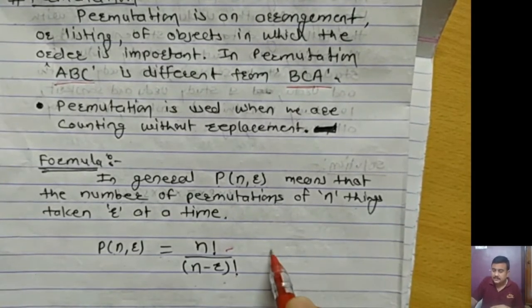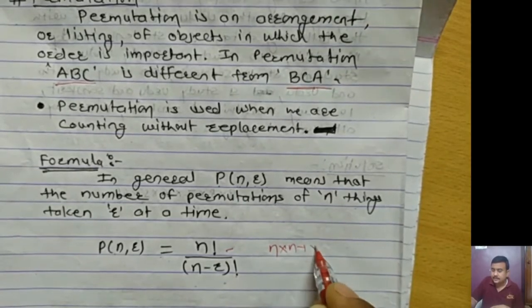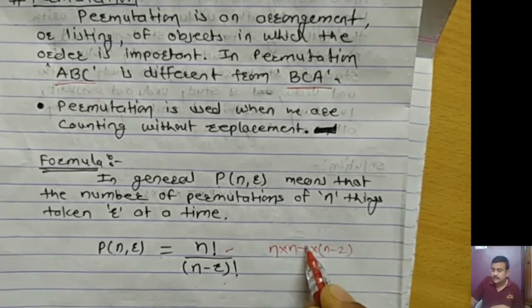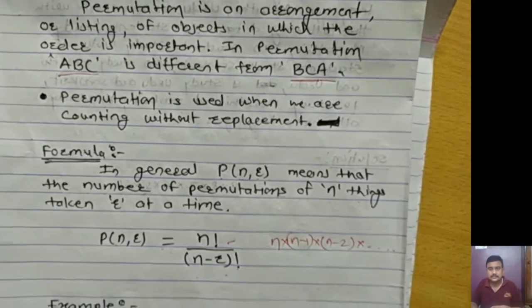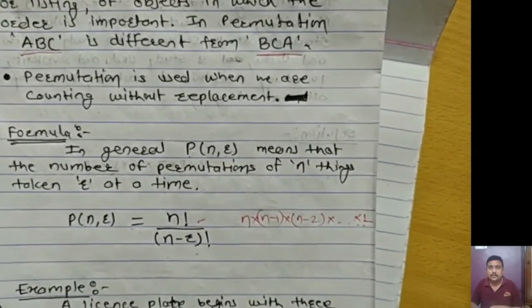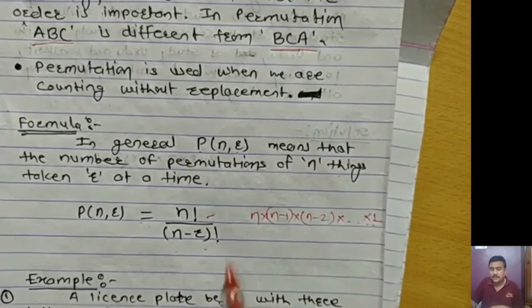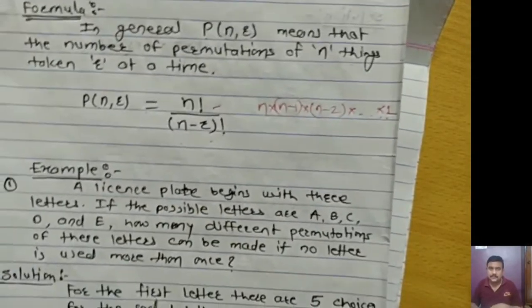Factorial represents n into n minus 1 into n minus 2 and so on, up to 1. We are going to calculate the multiplication in reducing order. So let us consider one example.